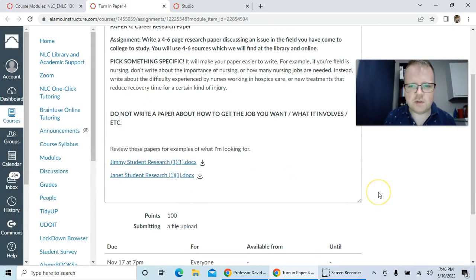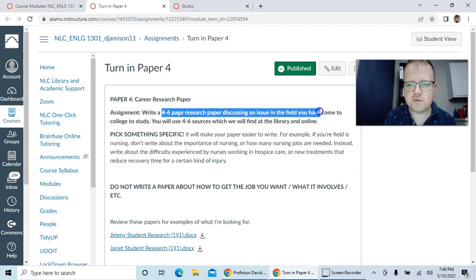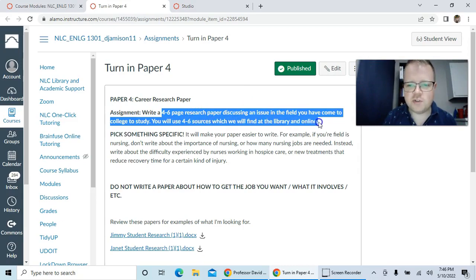So yes, like I just said, you're going to write a 4 to 6 page research paper discussing an issue in the field you have come to college to study. You're going to find 4 to 6 sources, and you're going to use the library resources. You can also find some of them on Google, but most of them need to come from the library, and I'm going to show you guys in a different video how to do that.